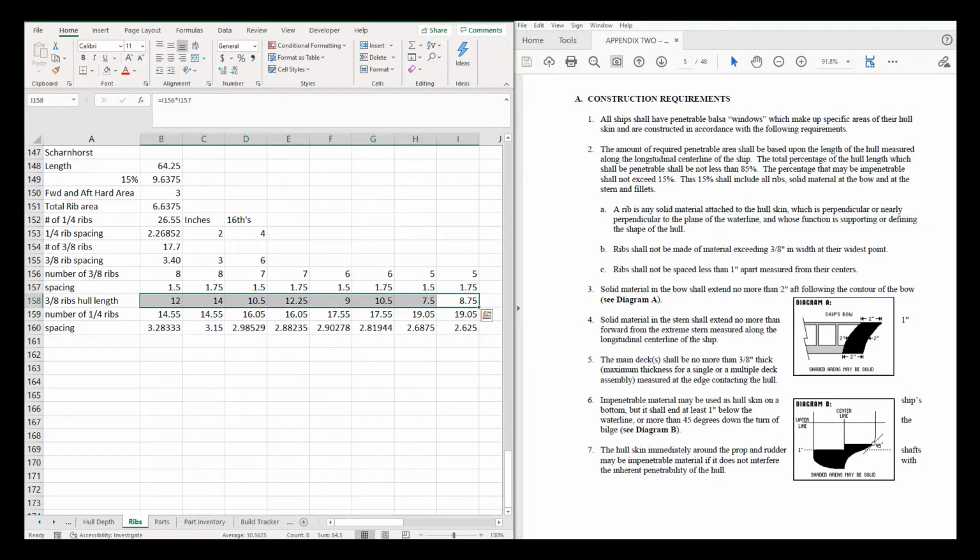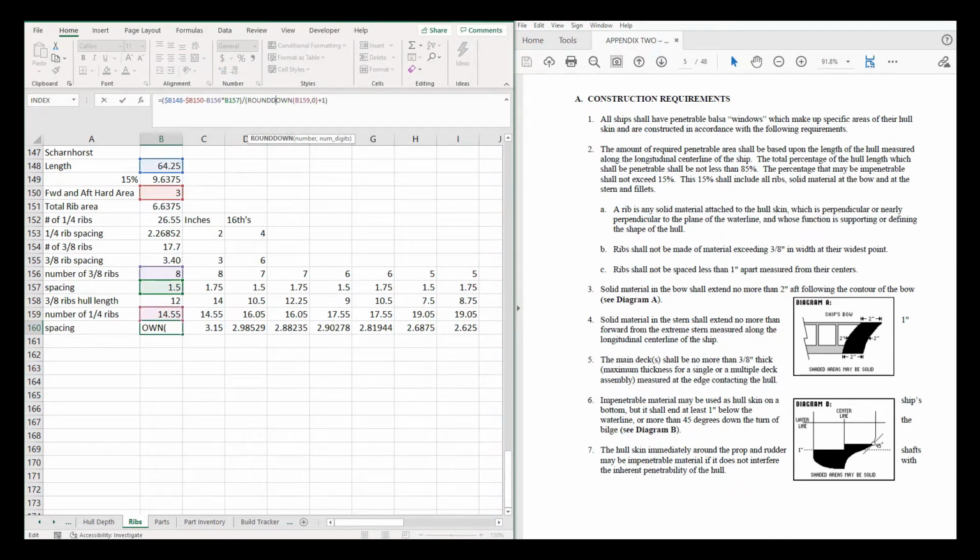This row I'm calculating how much of the hull that will cover up, so just simple multiplication there. As I said before, my target's about 12. Then I want to figure out, given I use 8 3/8 inch ribs, how many 1/4 inch ribs would that use? So I do this calculation where I take the total area for ribs, subtract out 8 times the 3/8 width, and then divide that by 1/4 to get the total number. Then I use a similar round down function with the same methodology to figure out what that spacing would be.